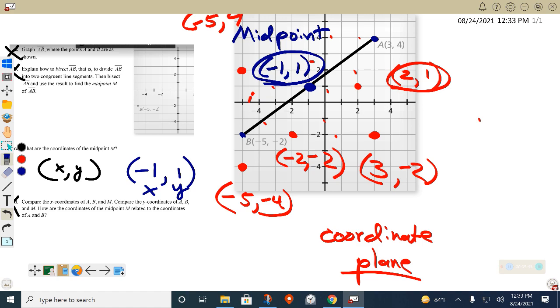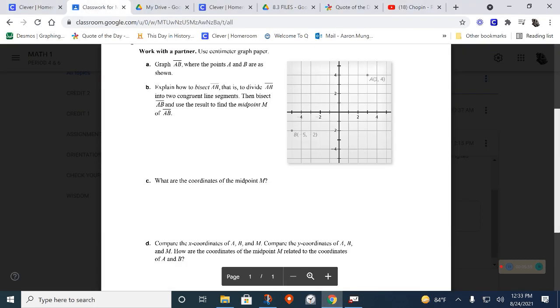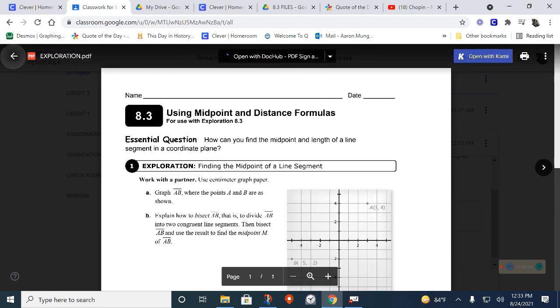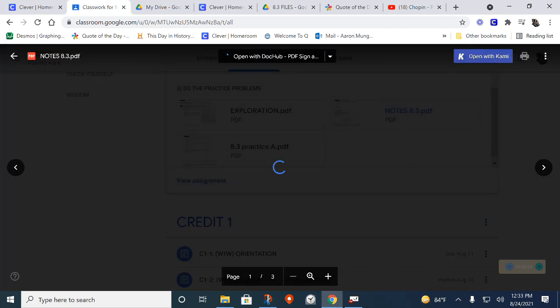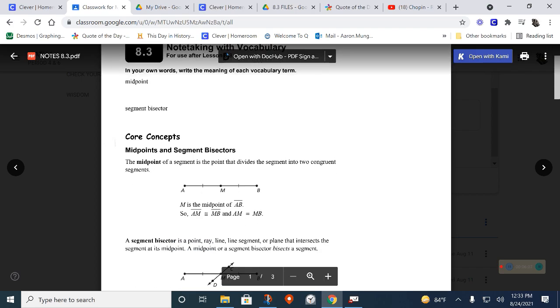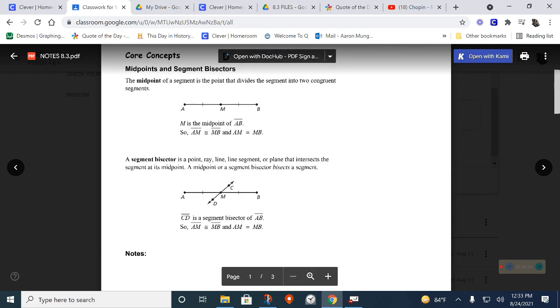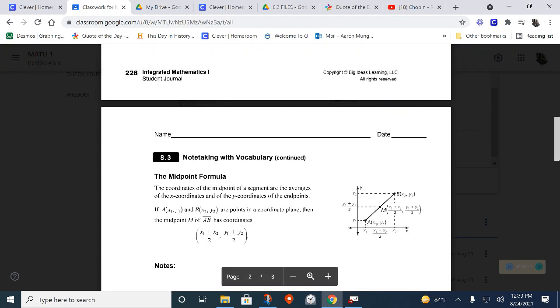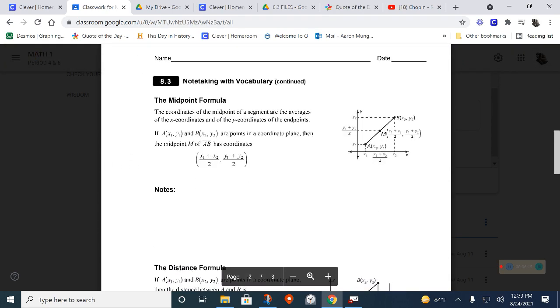It took some time. There's actually a mathematical way to find the midpoint of any line segment you draw on a coordinate plane. There's a mathematical way to find the exact midpoint. That's what we're going to cover today. If you look at the note guide I just passed out, go to that note guide. We're going to skip page 1 and go right to page 2 where it says the midpoint formula.